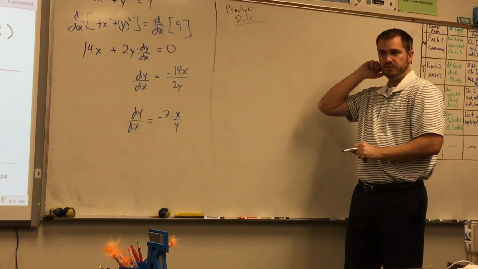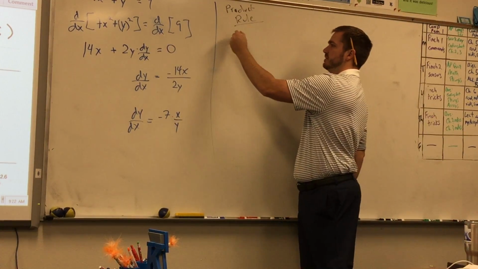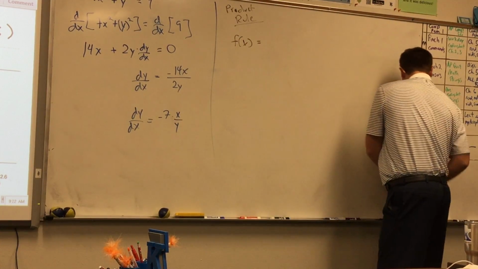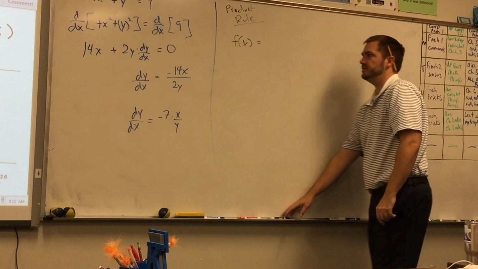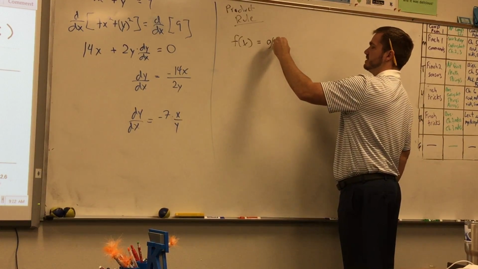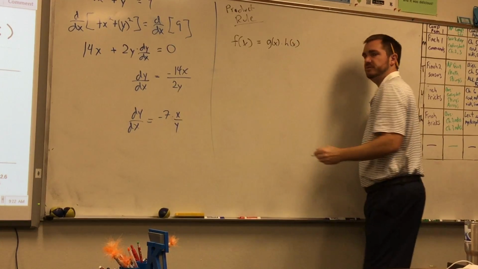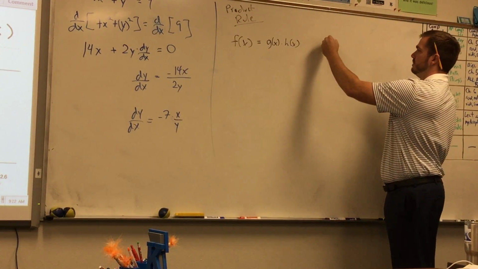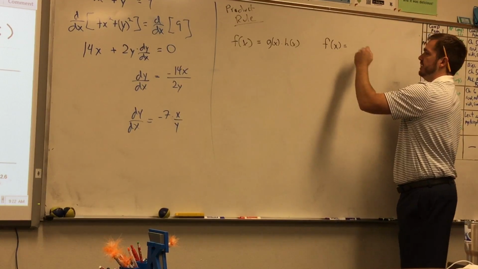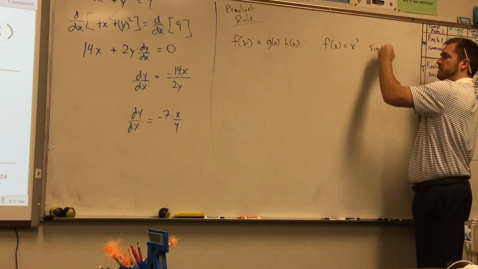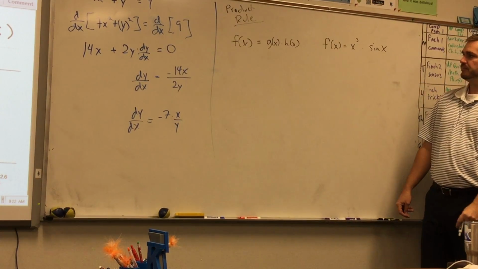The product rule is when you have a function f of x equal to the product of two other functions, g of x and h of x. So an example would be like f of x equals x cubed times sine x.